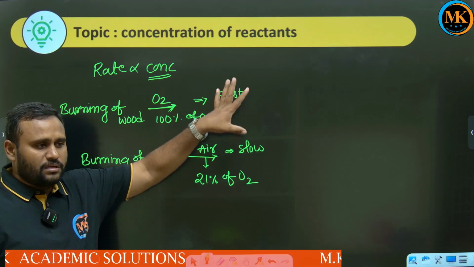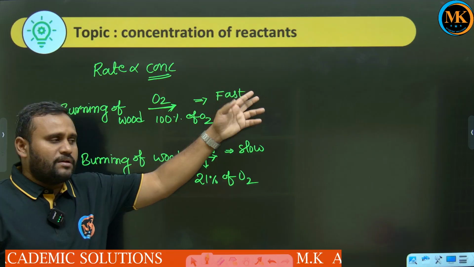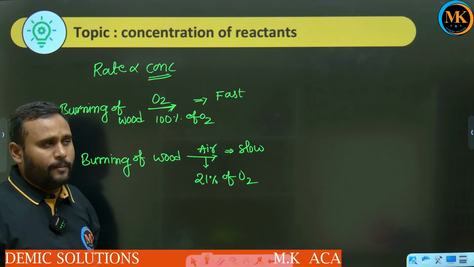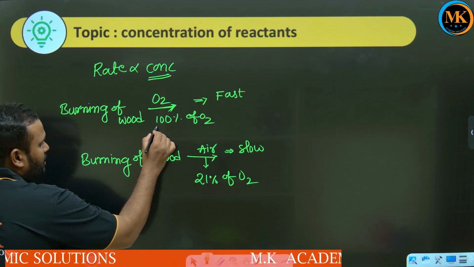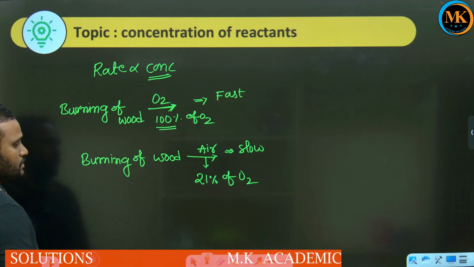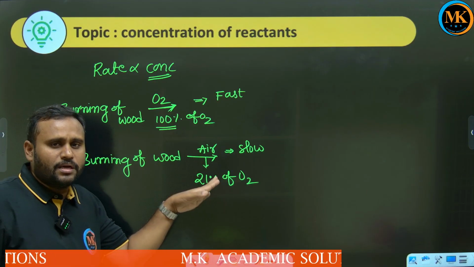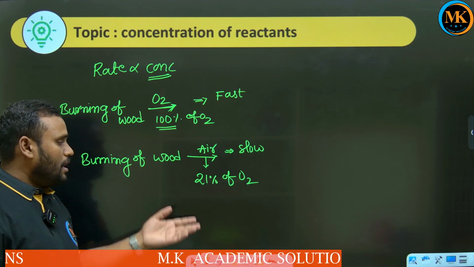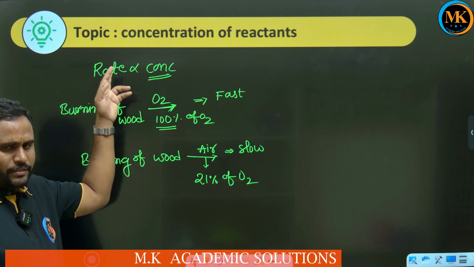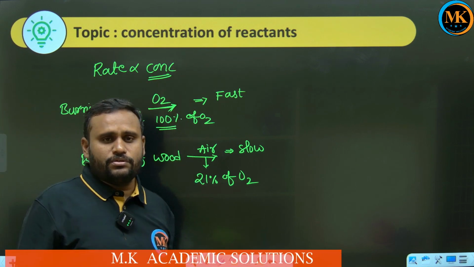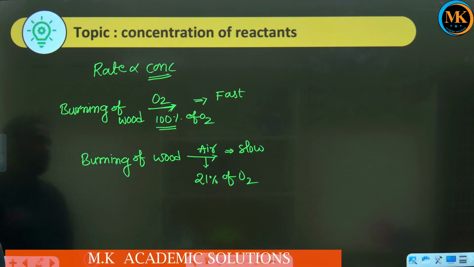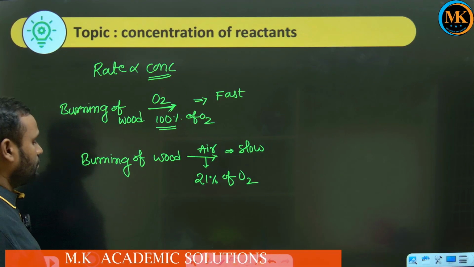Fast reaction means it occurs within less time when compared to the second one. Okay, so here why is it a fast reaction? Because of more concentration of oxygen. And here why is it a slow reaction? Because of less concentration of oxygen. So as concentration increases, children, rate of reaction also increases. Okay, so this is about the effect of concentration.